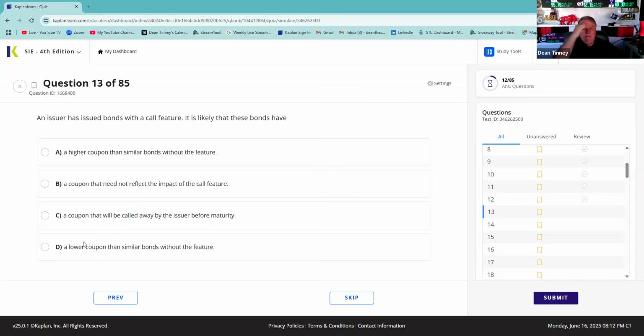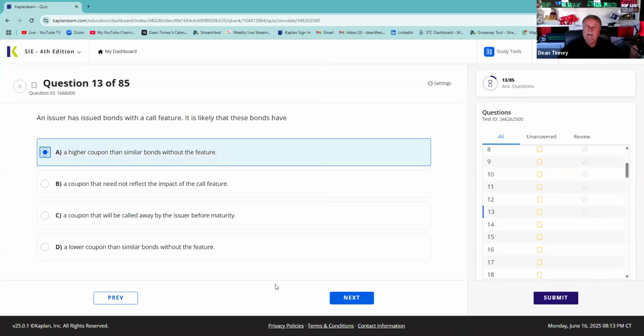You say, hey, Dean, the bonds you're offering me seem to have a higher coupon than other bonds I've been looking at. I said, well, I'm not surprised. And the reason you're getting a higher interest rate is because you may not be able to hold these bonds to maturity. And so they have a higher coupon because this is an advantage to the issuer, to be able to replace high cost debt with low cost debt.